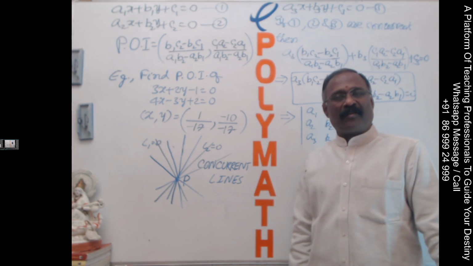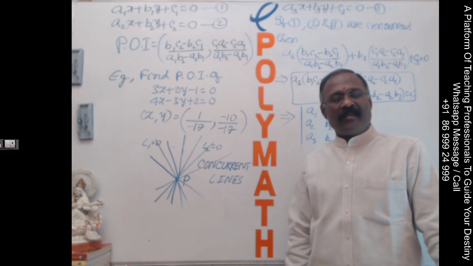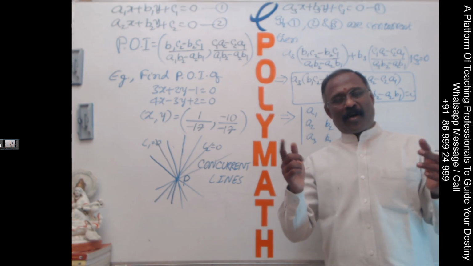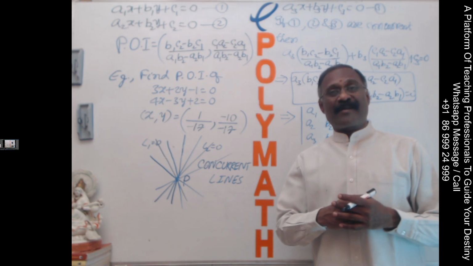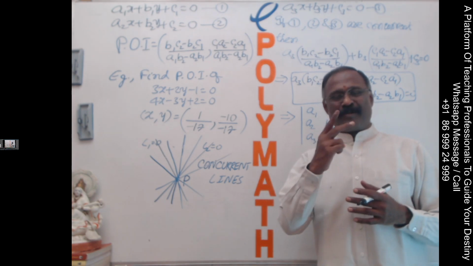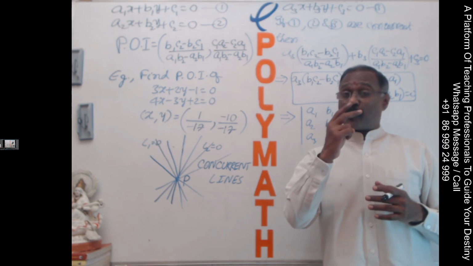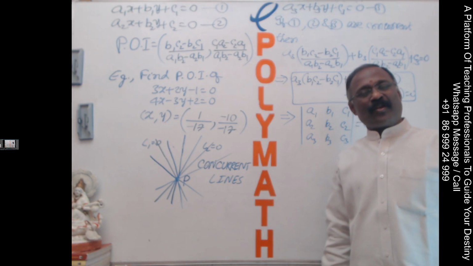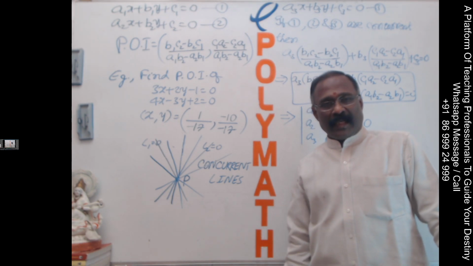To write the equation of a unique line, you require 2 items in the data. Those 2 items may be 2 points, point and slope, slope and intercept, or 2 intercepts. So to write a unique line, you need 2 items in the data. But here you have only 1 point. Through 1 point, infinitely many lines will be passing through.